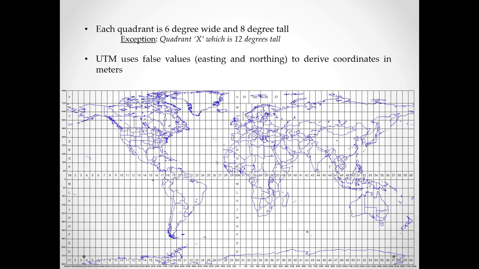UTM uses false easting and northing to derive coordinates in meters. So this is the Universal Transverse Mercator coordinate system. Here we have divided the world into 60 narrow longitudinal bands, and 20 bands of 8° tall, except the X, which is 12°.